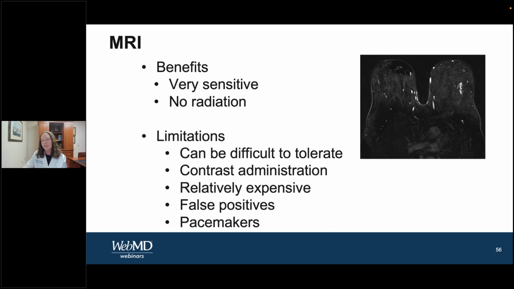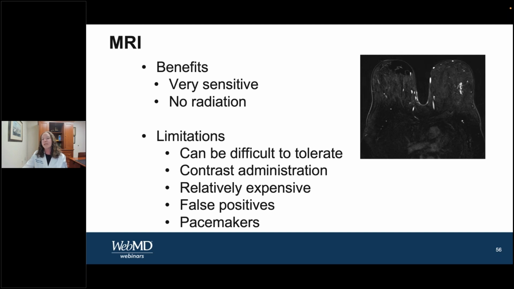But it does have some limitations. It can be really difficult for patients to tolerate MRI exams, especially if they have claustrophobia, because they have to kind of slide into that little donut hole, and that can be tough. Most MRI exams take somewhere between 10 and 30 minutes to complete. The abbreviated MRI is usually less than 10 minutes, but even that can be difficult for some women.